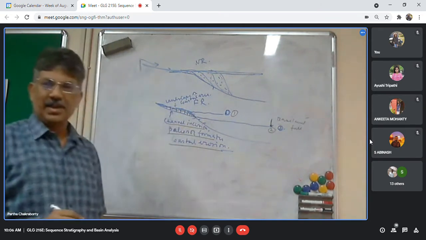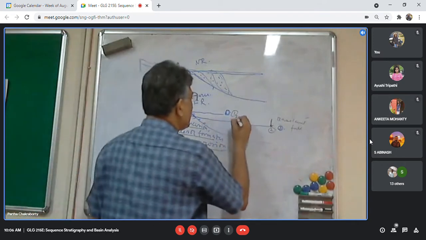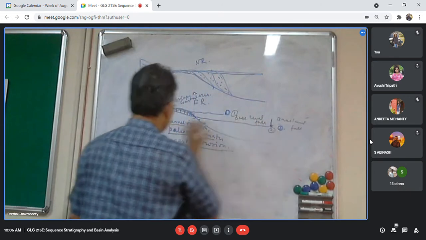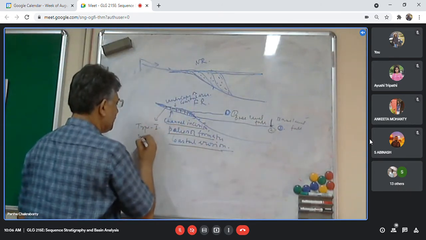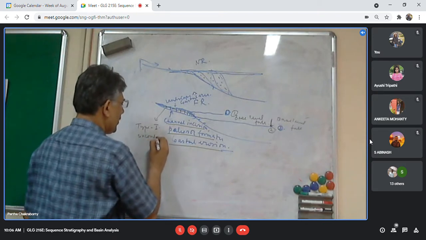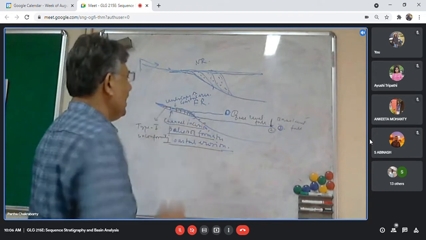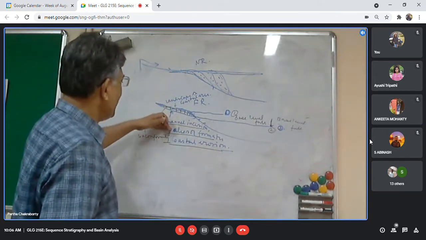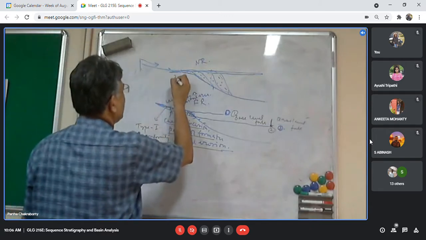And this kind of unconformity, which is because of base level fall, we call the type 1 unconformity. Type 1 unconformity, which is forming here, is associated with channel incision, paleosol, and coastal erosion. Now we have come to this case. This is case 2.